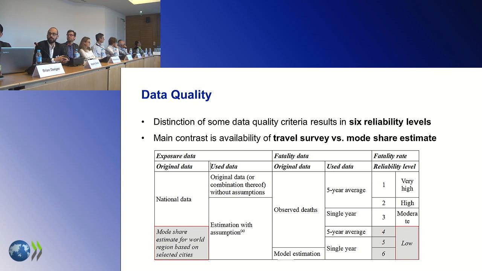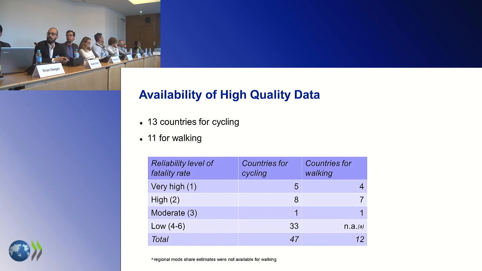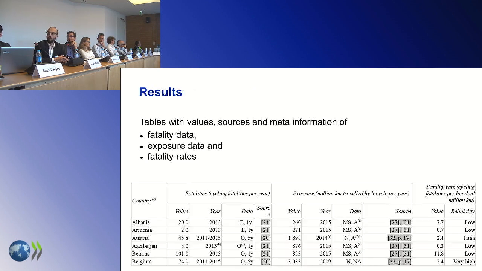Based on these different data sources and the different quality of this data, we did a classification of the reliability of the fatality rates that we were estimating. And let's say the killer criterion was the origin of the exposure data. We considered that the estimation based on these world region mode shares was weaker, and that's why it was considered as low reliability. Taking into account this classification, we found fatality rates on a very high or high reliability level in 13 countries for cycling and 11 for walking.